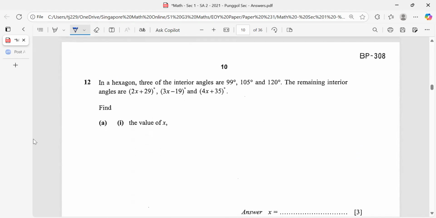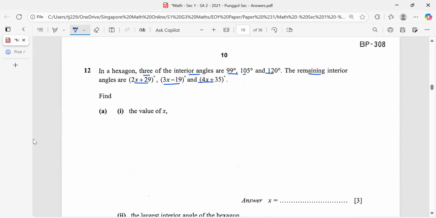Next question. In a hexagon, three of the interior angles are 99, 105, and 120. The remaining interior angles are given respectively. Find the value of x. Okay, now, so this question talks about interior angles all the way. And we are also told that it's a hexagon. So how many sides has a hexagon? 6.